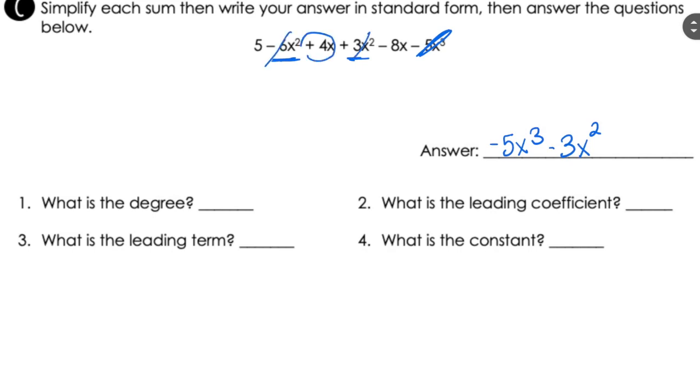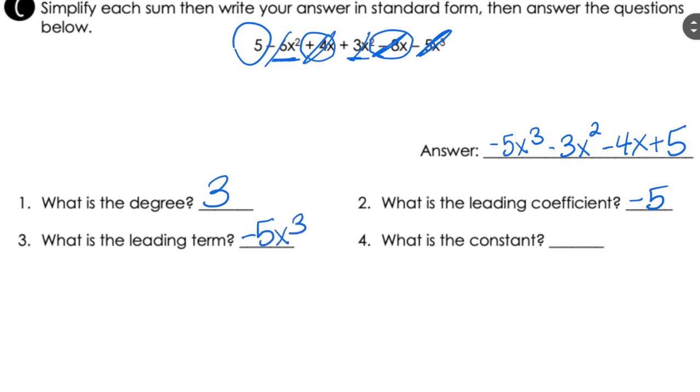The next terms I'm working with are 4x and negative 8x. So 4x minus 8x would give me negative 4x. Done with those. And my last term is my constant, which is 5. So that's my answer in standard form. Let's answer the questions. My degree is 3. My leading coefficient is negative 5. My leading term is negative 5x to the 3rd power. And my constant is 5.